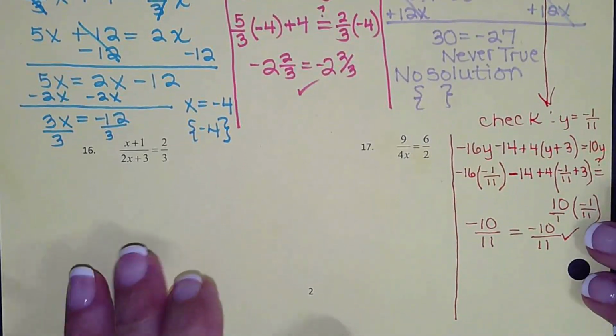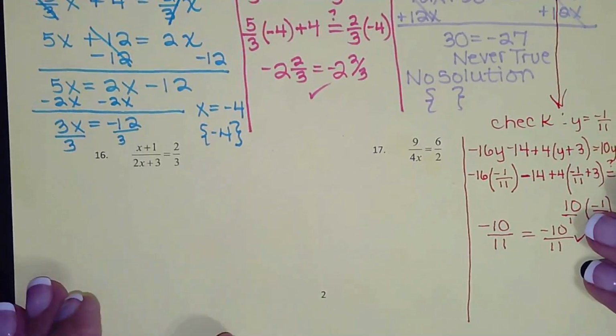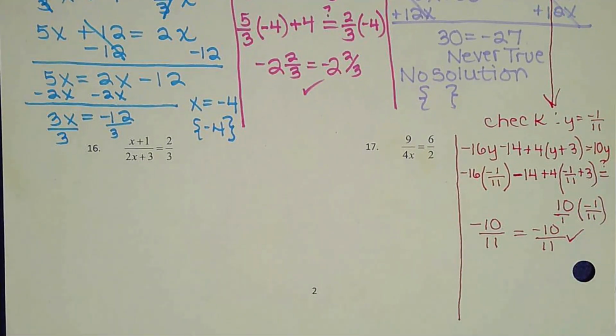So haven't seen one of those for a while. Now these are both proportions, and because we only do it one day, sometimes students kind of forget about them. But how do I recognize them?